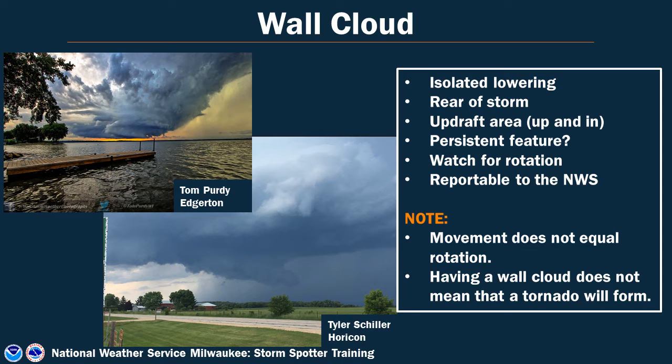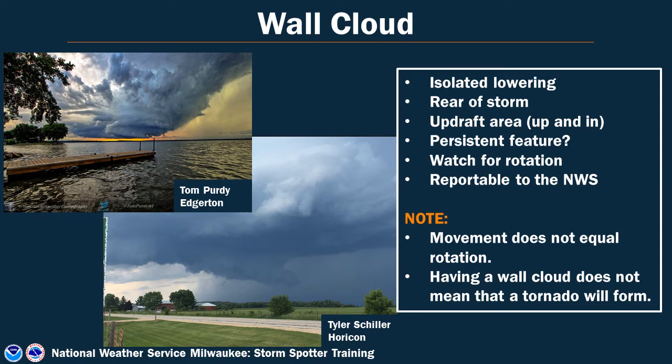So we mentioned wall cloud as being a precursor to a tornado, and what we see here are two pictures of wall clouds in southern Wisconsin. In general, a wall cloud is an isolated lowering near the rear of the storm, and this is the updraft area of the storm. So this is where air is being sucked in and up into the storm.